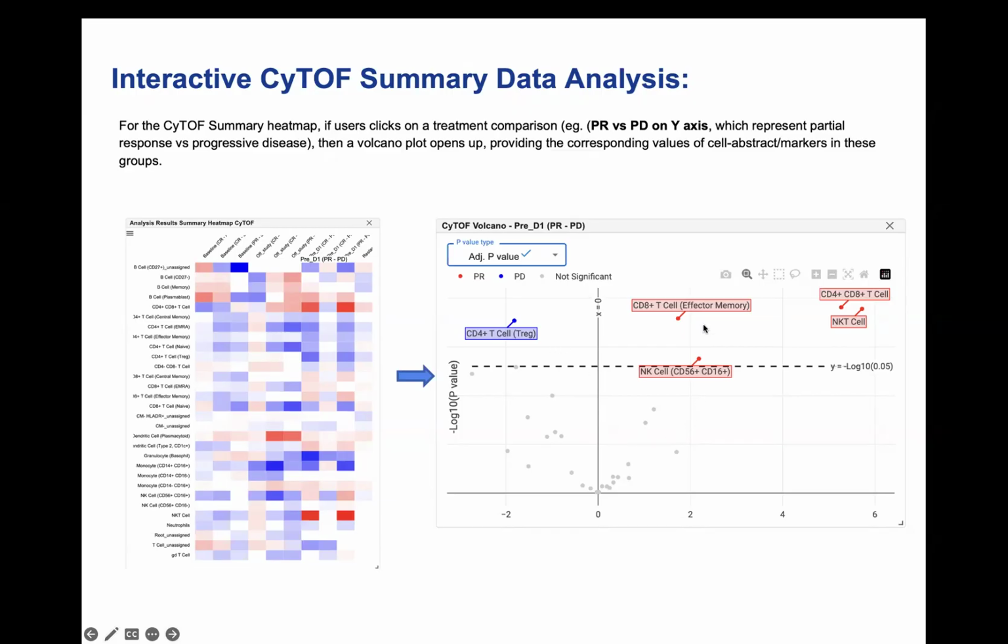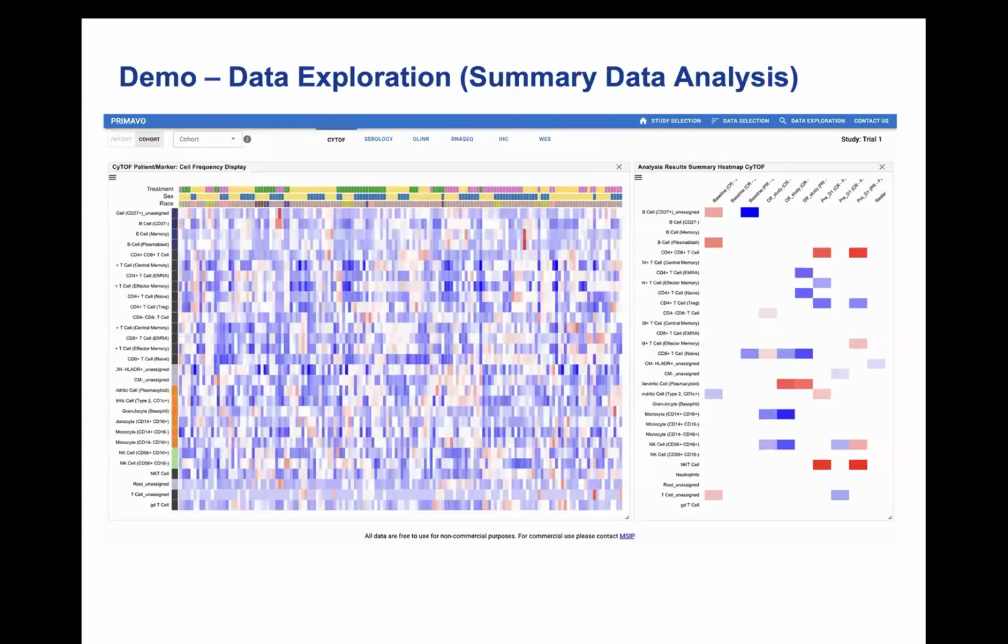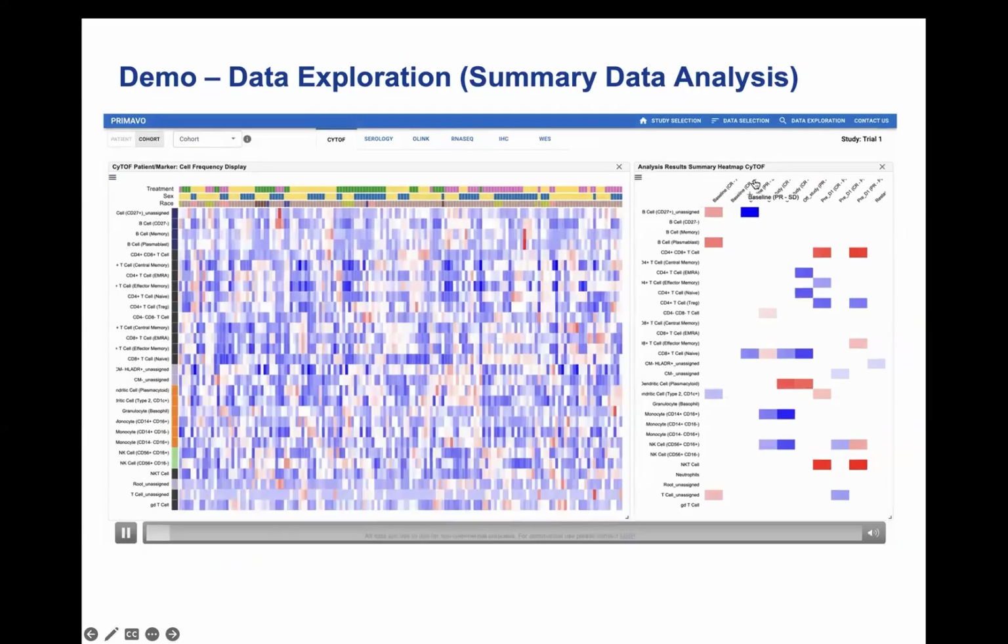and then we can have a volcano plot of how the marker values in the partial response, which is good, versus progressive disease, which is bad, and then see which markers are actually useful and good markers that we want to see in a patient, and which ones are the ones that we don't really want to see because they are suggestive that the treatment is not really working very well. So this is the summary heat map page of the site of results.